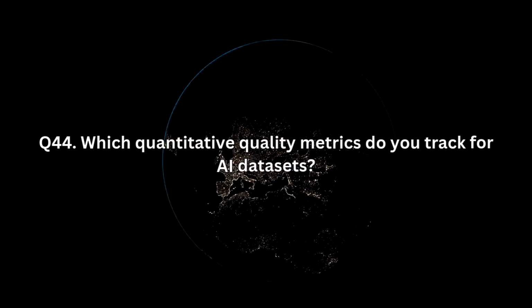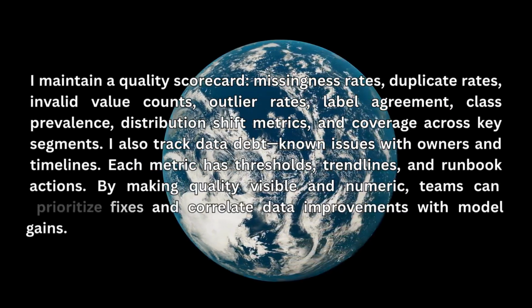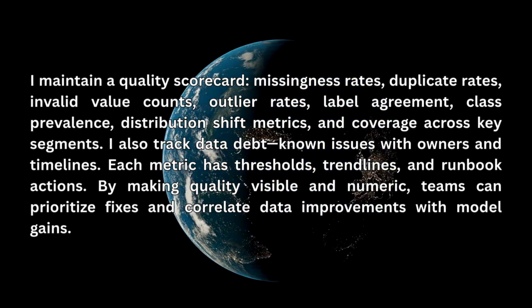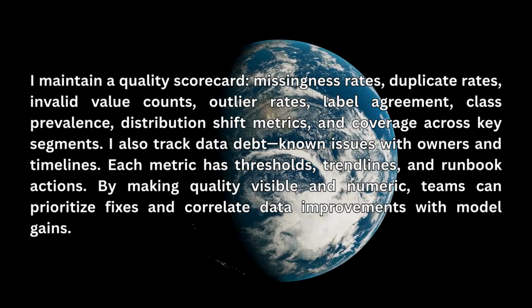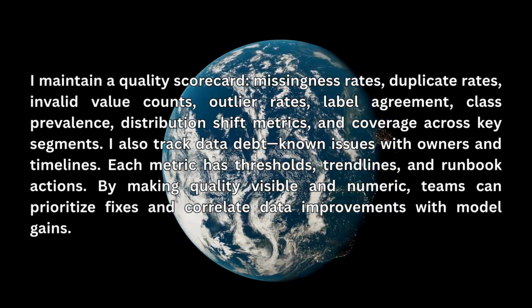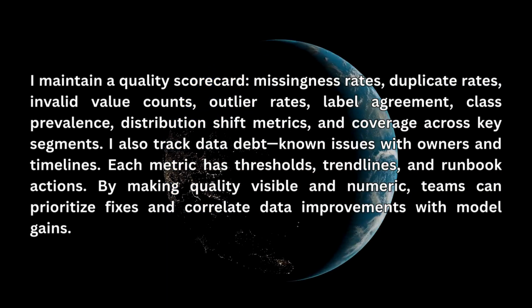Which quantitative quality metrics do you track for AI datasets? I maintain a quality scorecard: missingness rates, duplicate rates, invalid value counts, outlier rates, label agreement, class prevalence, distribution shift metrics, and coverage across key segments.